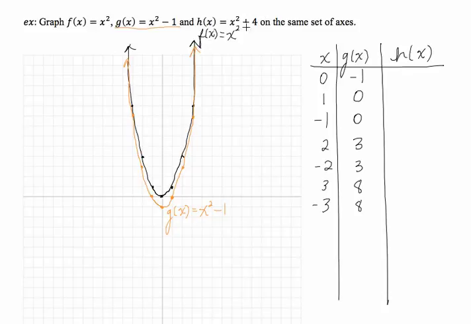Okay, now let's see what happens if we add a number instead of subtracting. So now let's graph h of x equals x squared plus 1 on these same axes. Okay, plugging in points there, plug in points here to make your t-chart.